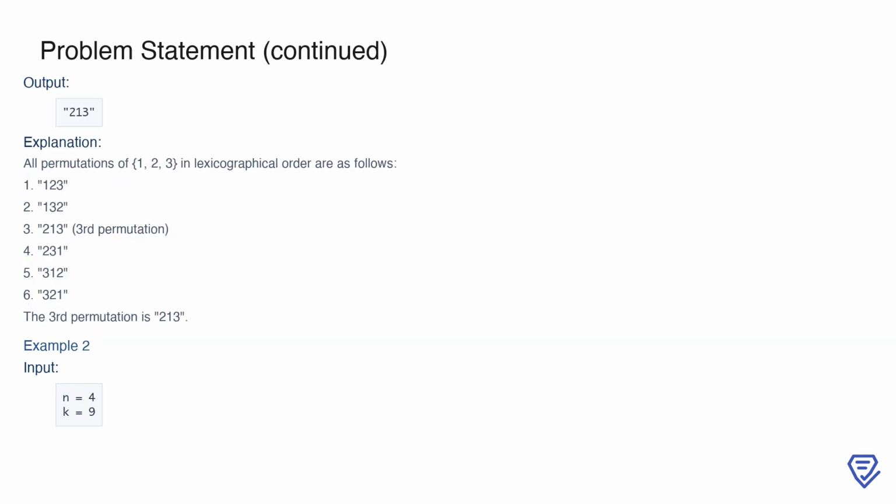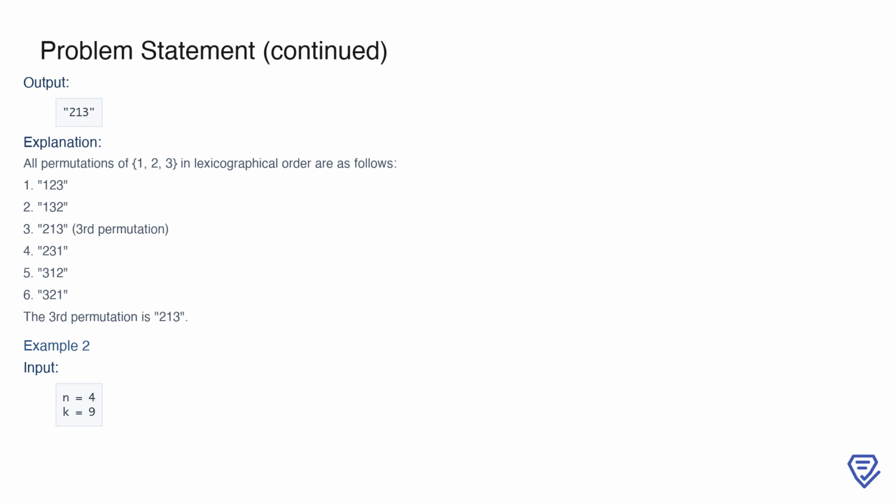In the first example, we are given n equals 3 and k equals 3. The goal is to find the third permutation of the set 1, 2, 3 in lexicographical order. When we generate all possible permutations of 1, 2, 3, we get the following sequence: 123, 132, 213, 231, 312, and 321. The third permutation in this list is 213, which is the output for this input.